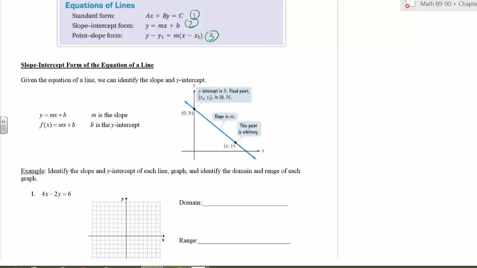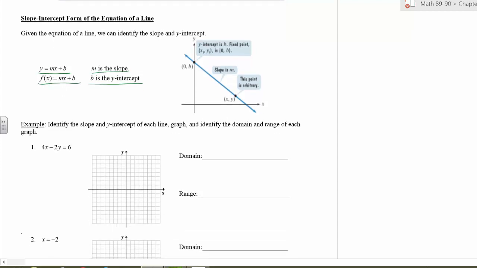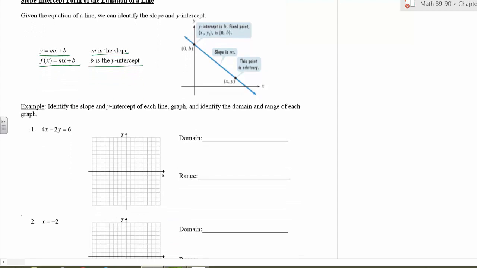So given the equation of a line, we can identify the slope and y-intercept. Slope-intercept form is typically y equals mx plus b, but now that we're talking about functions and we know that y and f of x are synonymous, we could also say f of x equals mx plus b. As you've seen before, m is the slope and b is the y-intercept. We saw this in our review. The different take on it now is that we have f of x as y. And as you see in our graph here, the y-intercept is (0, b), and then you have some arbitrary point (x, y) on the line that you can count using your slope.